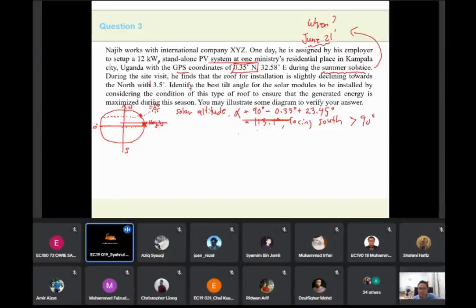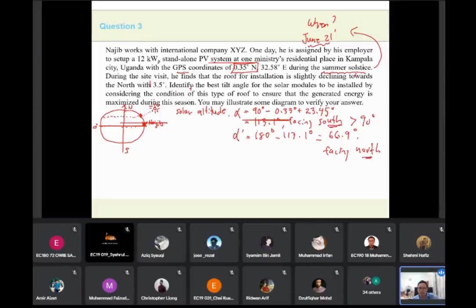180 minus 113, to get the new alpha, the new alpha facing north. 180 minus 113.1, how much is the degree? 66.9, facing to the north. So the direction is already changed.